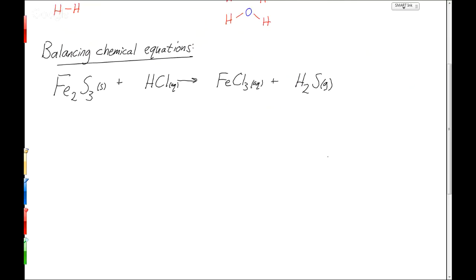So how do we check it? You just count. What I like to do is count up the atoms or the different types of each atom and just make a list. So we might have like Fe, S, H, and Cl on both sides.